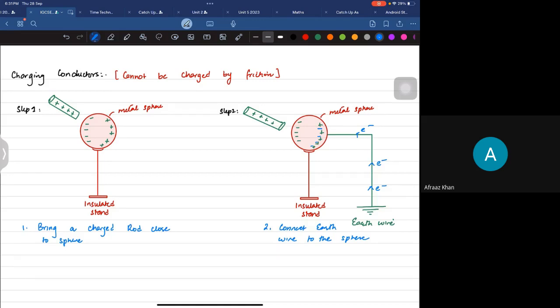So one of the functions of the earth wire is that it tries to neutralize the charge. It doesn't want something to be charged, it wants to neutralize everything. Is it clear, everyone? Please let me know if you got confused here. Okay.